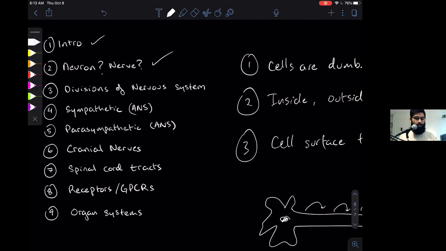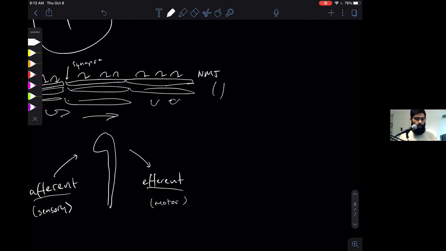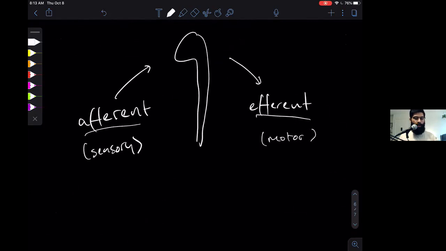So let's move on to the divisions of the nervous system now. So we'll start off with this. So we spoke about afferent and efferent, right? And so you can have one nerve doing both of these, afferent and efferent. But as a conceptual division, we'll divide up the nervous system into the peripheral nervous system and the central nervous system. So peripheral nervous system, also known as PNS, and then central nervous system, also known as CNS.